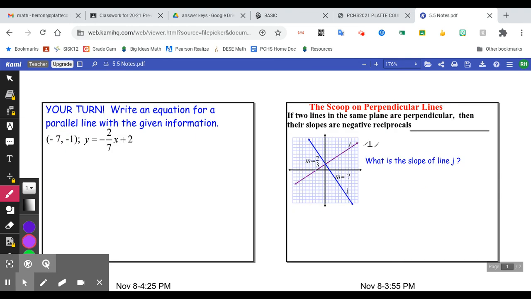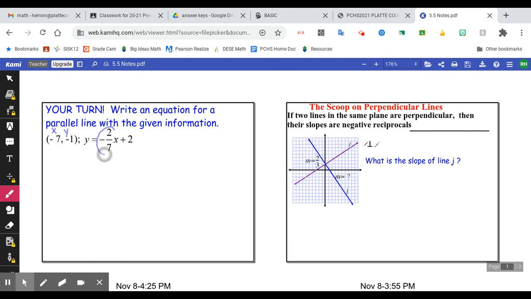Okay, now your turn. You take one and do the same thing, pause the video, and chime back in when you're done so that you can see if you got the right answer, okay? So we're going to do the same thing here. We've got our x and y they gave us, right? The only thing I need from here is the slope because it's going to be the same. So I have m = -2/7. My point is (-7, -1). So here's my x and y, and let's plug it in. -1 = -2/7 times -7 + b.